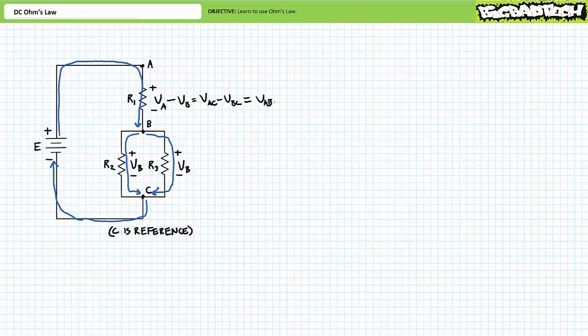equal VAB. Again, this may seem confusing at first, but trust me, these standard methods will make the examination of later more complicated series, parallel, and series parallel circuits that much easier. We'll revisit these subtleties in later lectures.